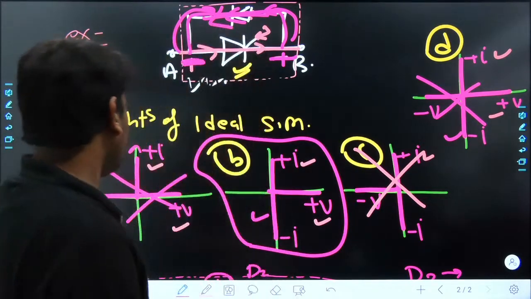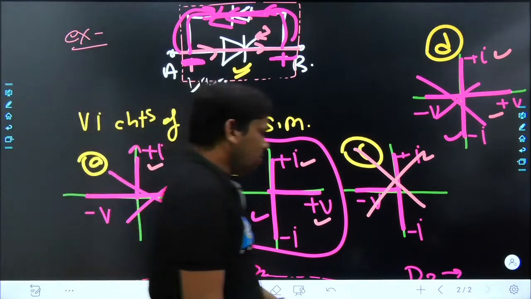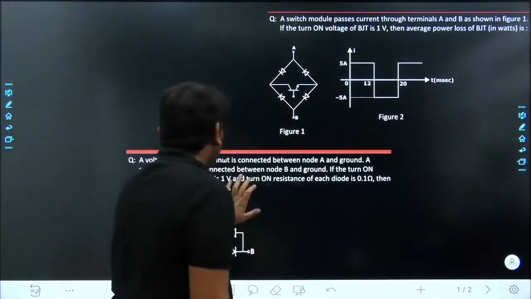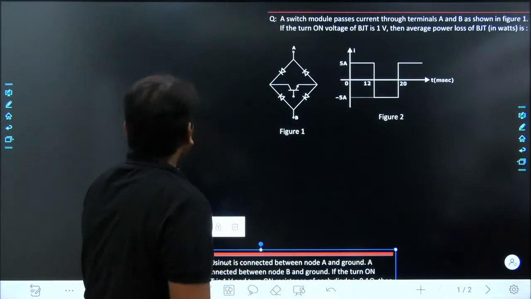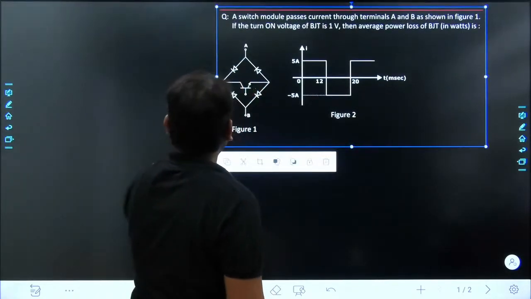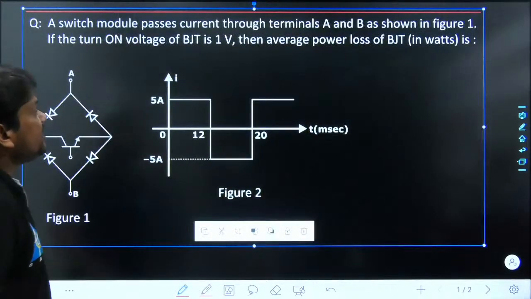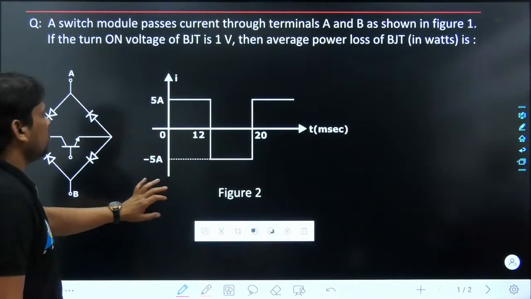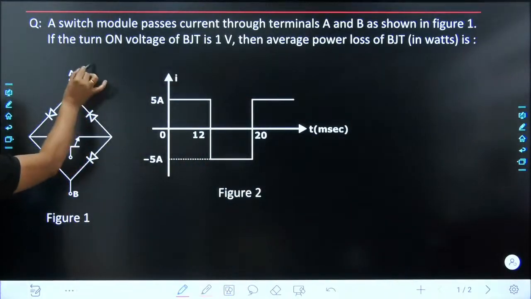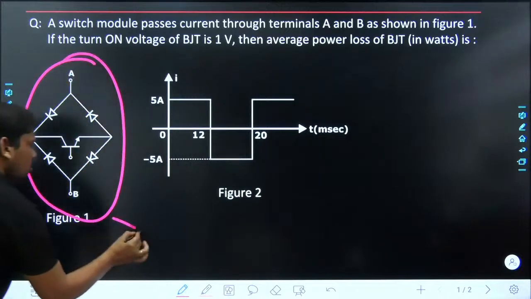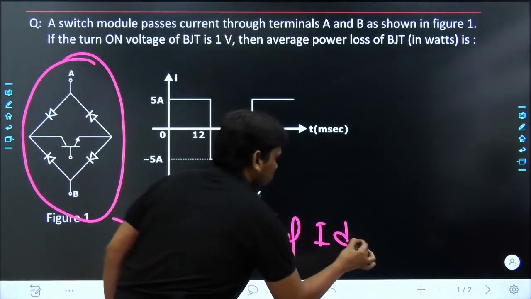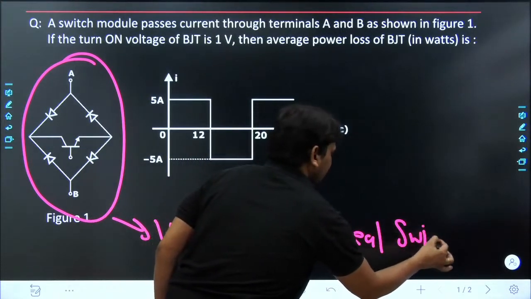Hopefully it is clear. Now I want to take another example for you. Please read this example carefully. And tell me the VI characteristics of the switch module. Don't consider the entire example, leave the example. Just tell me the VI characteristic of this switch module, only the VI characteristics of the ideal switch module. Start your job.